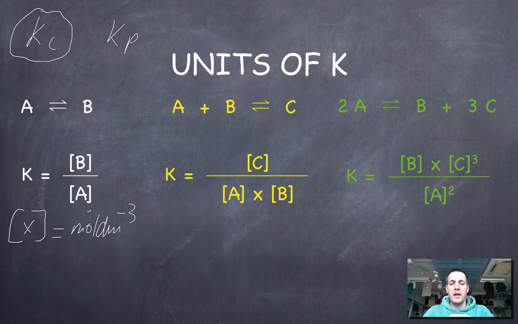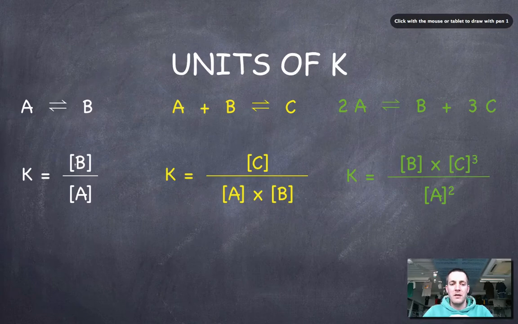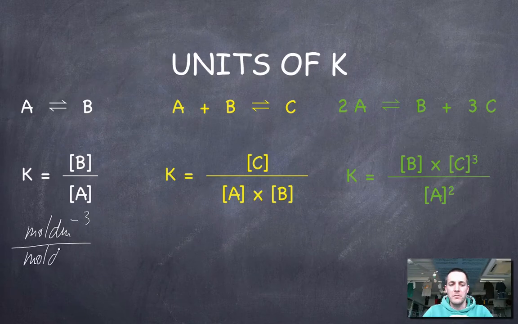Right, now in that case, what units is K going to have here? Well, it's going to have moles per dm cubed divided by moles per dm cubed. Remember, we're just doing the units here. We're not putting any numbers in. We're just talking about the units. And that unit's going to cancel with that one. So in this case, K has no units.